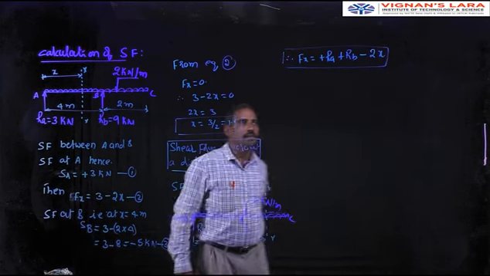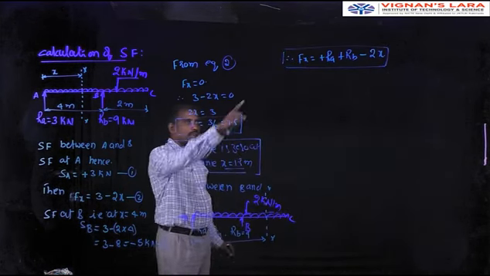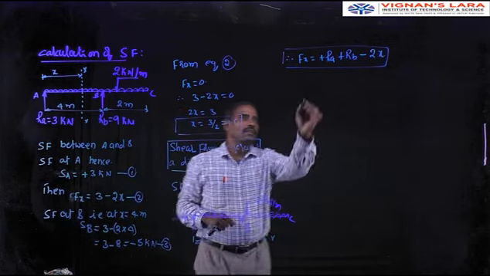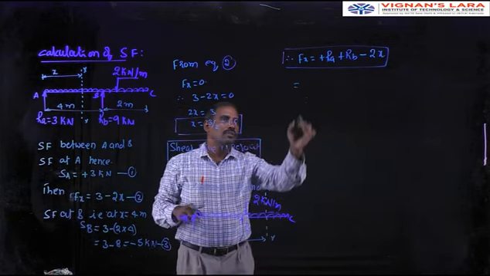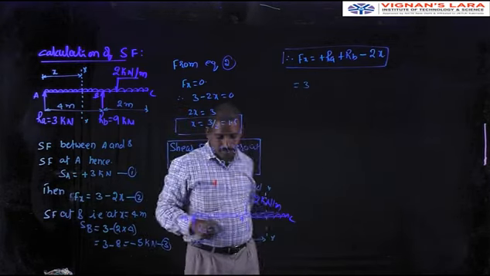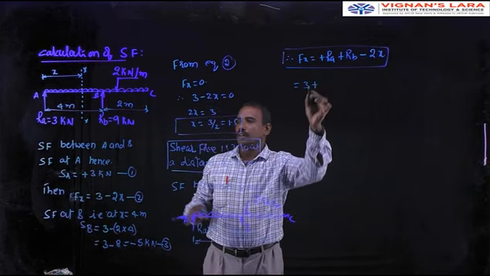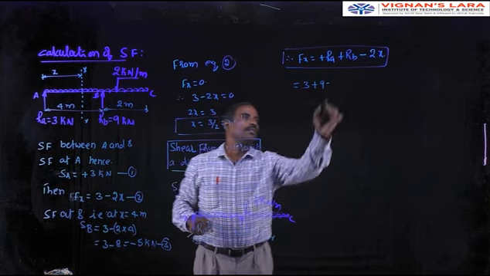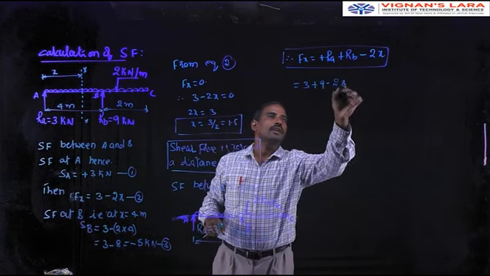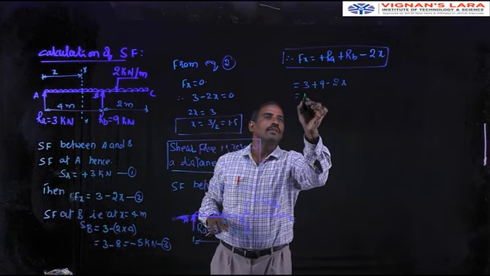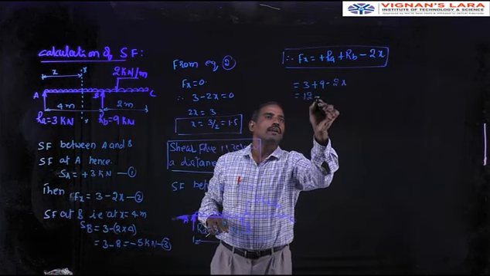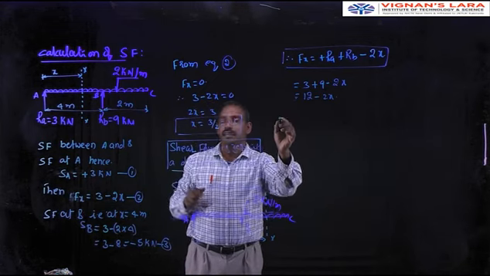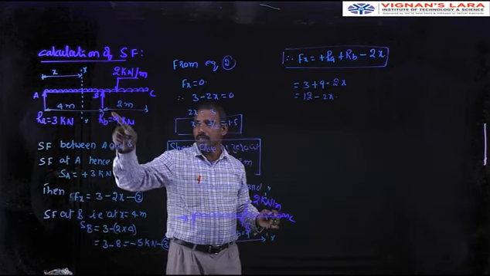So for calculation purpose, this equation is very, very important. Therefore, that is equal to RA, that is 3, we know that, plus RB, that is 9, minus 2x. So, therefore, 12 minus 2x. This is equation number 1. Then I would like to find out the shear force at B.